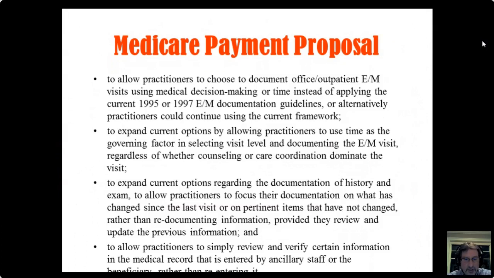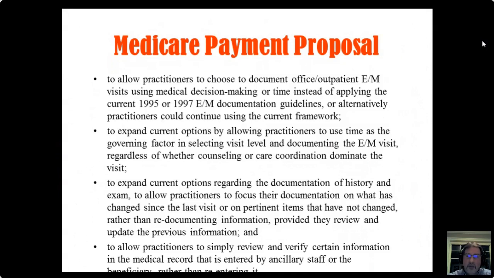And then the last part, which I find interesting, because I think a lot of people didn't realize this little detail, was to allow practitioners to simply review and verify certain information in the medical record that is entered by ancillary staff or the beneficiary rather than re-entering it. So technically, by the letter of the law with Medicare, if you had a staff member putting the history in the record and you didn't go in and re-click all those pieces of the history, you weren't supposed to take credit for that. I don't know how they really would have policed that or dinged you on that, but in theory, that's what you were supposed to be doing. So they were looking to do away with that.